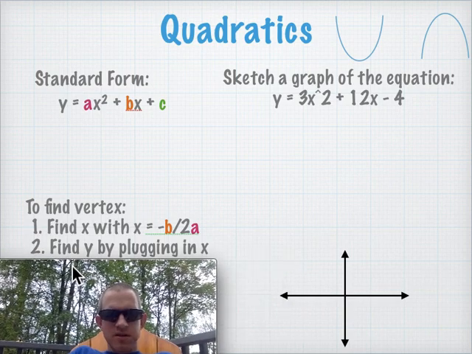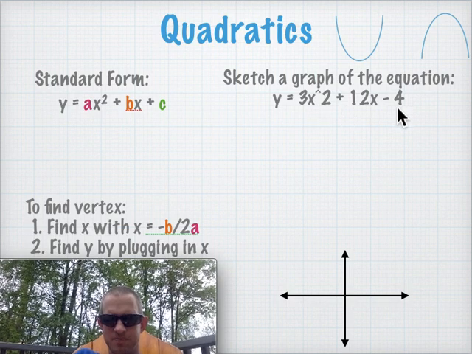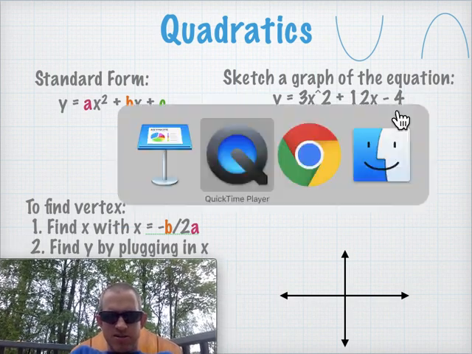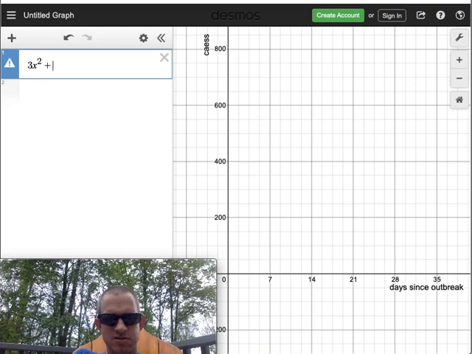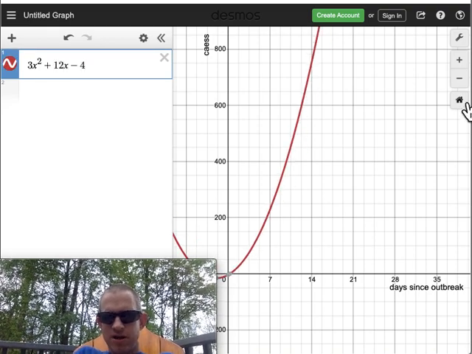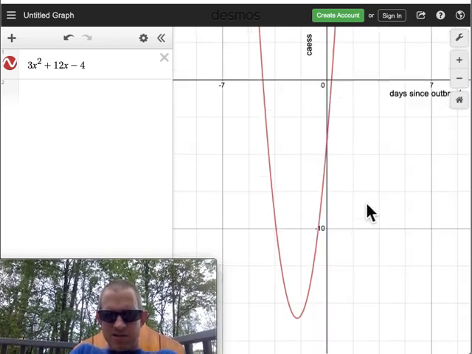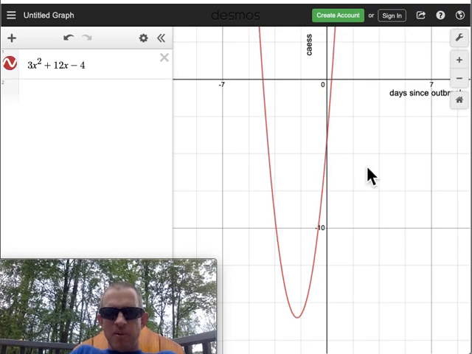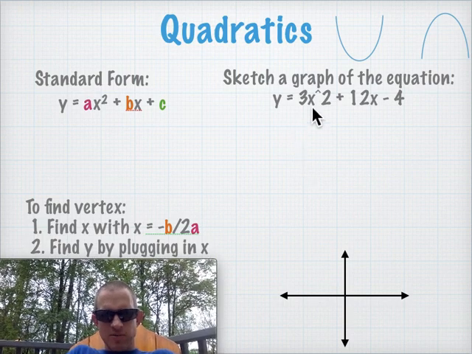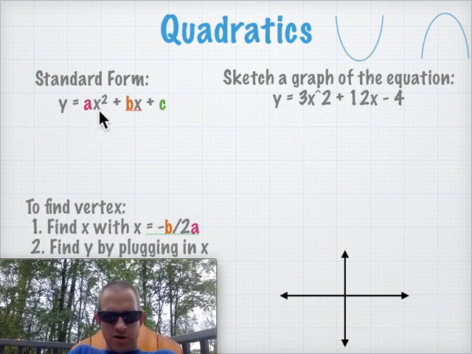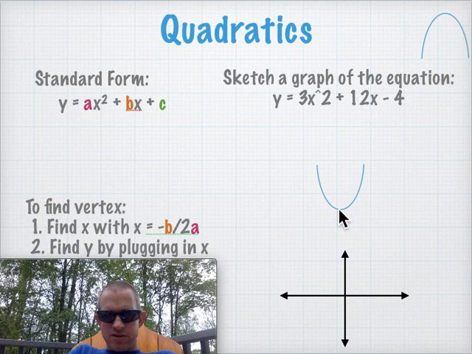So here it says to sketch a graph of the equation 3x squared plus 12x minus 4. So we could hop on Desmos and just take a look at it if we really wanted to. 3x squared plus 12x minus 4. And I'll jump back to the home screen. And so it's going to look something like this. And, you know, the vertex is down here somewhere. But we don't necessarily need Desmos to be able to find those. And so I could have told you it was going to open up because a was positive 3. And so it's one of these sorts of graphs.